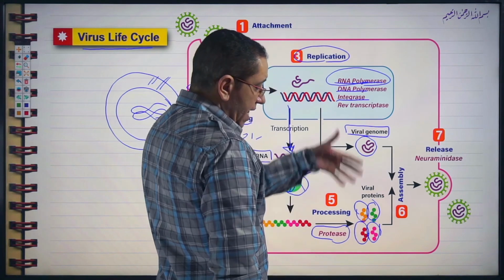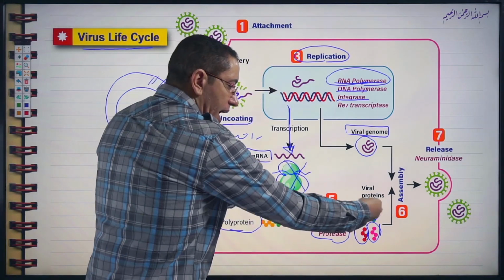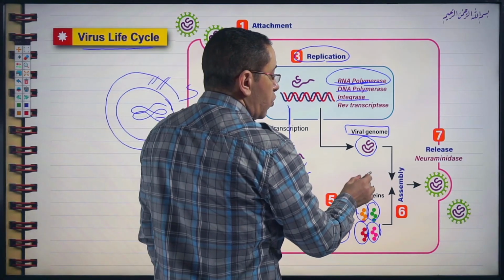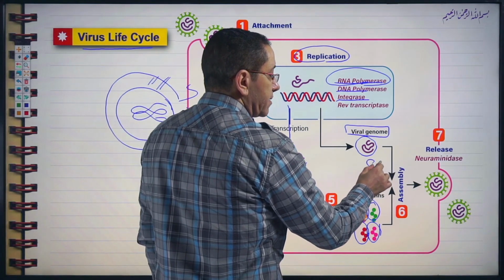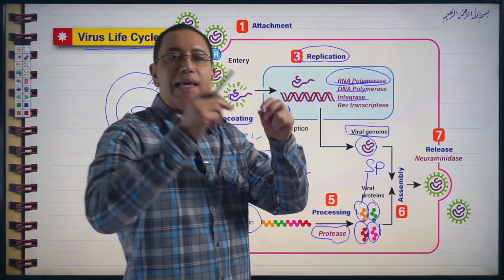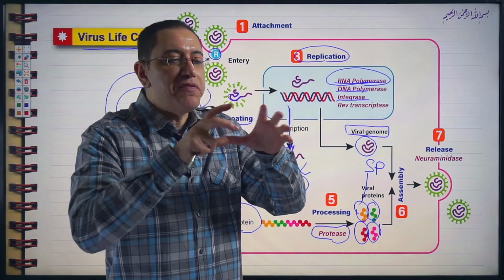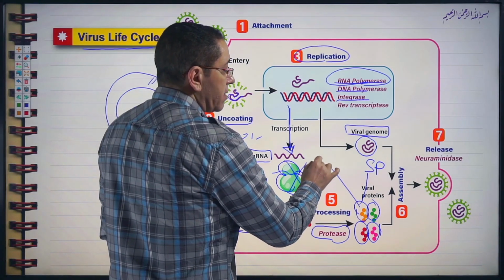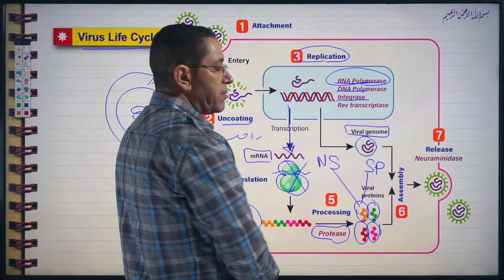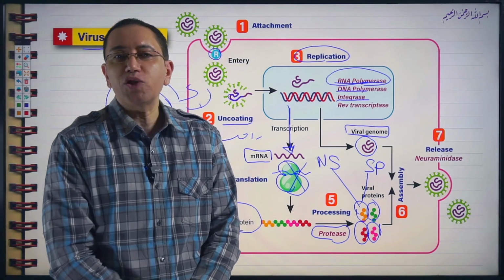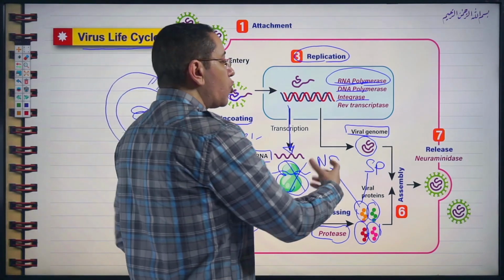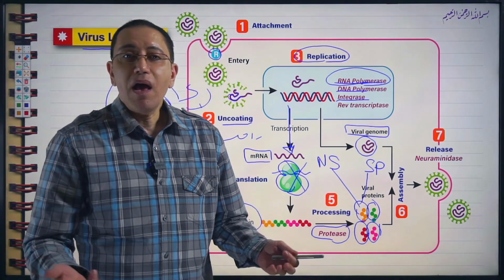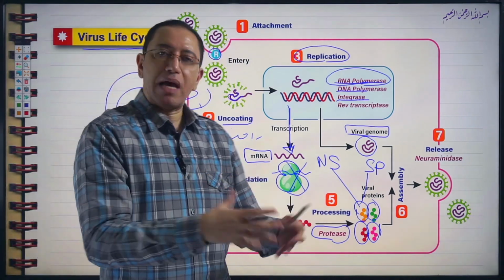These newly formed proteins, which are extracted and processed by this protease, are divided into two groups. One of them is called structural proteins, which means skeletal proteins, the proteins that form the structure of the virus itself. And there is a type of proteins called non-structural proteins, which are symbolized by the letters NS. NS means non-structural. Proteins which don't share in the structure of the virus. Then what is their benefit? They are enzymes needed by the virus. Does this enzyme share in the structure of the virus? Not at all.